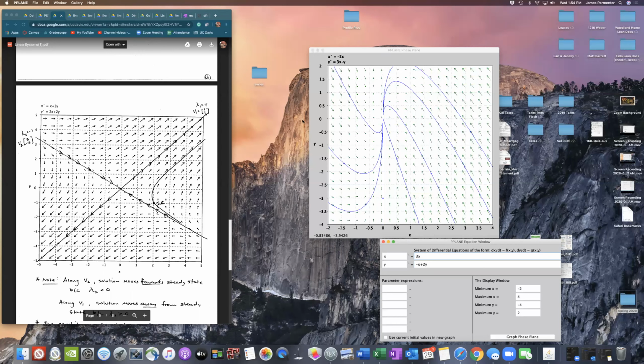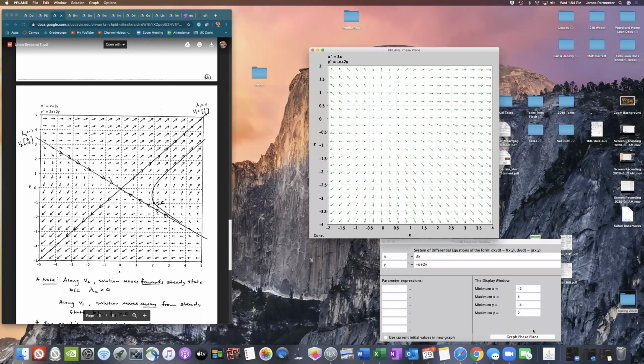If I graph this one, we can see that everything is pointing out from the origin. If I look at the origin here, everything is moving away from it. I don't know what my eigenvectors are because I didn't find them, but anywhere we start, we're just going to keep moving away from the origin. And this is called a source.